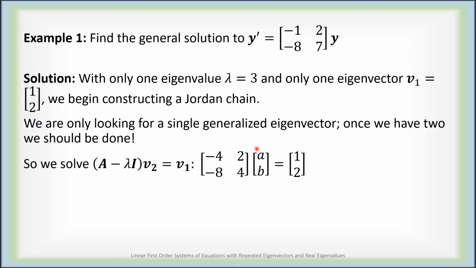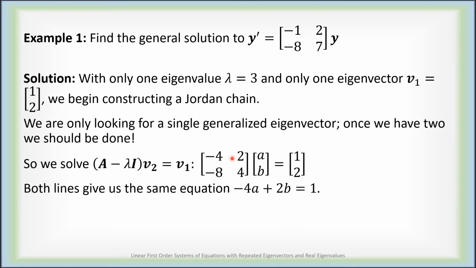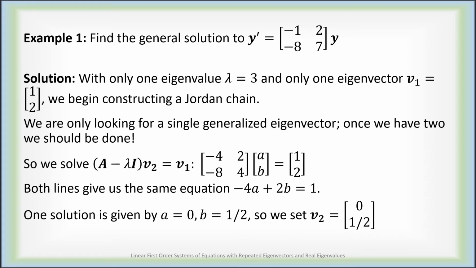I apply that to my unknown vector v2, and what I'm supposed to be getting out is the eigenvector that we already found. So both lines give us the same equation, that negative 4a plus 2b equals 1. And all we need to do is find a single solution to this. One possible solution is given by a equals 0 and b equals a half. So we go ahead and set v2 to be that vector, 0, 1/2.